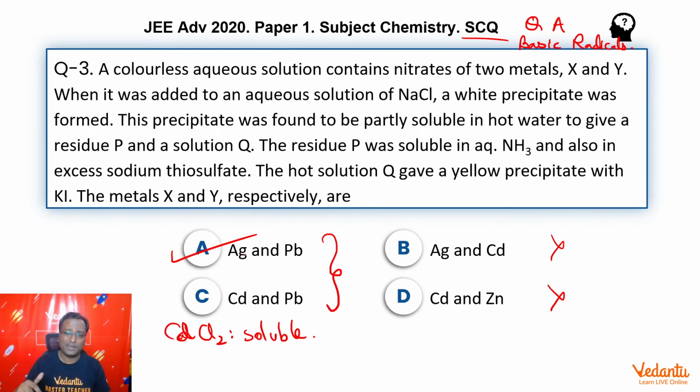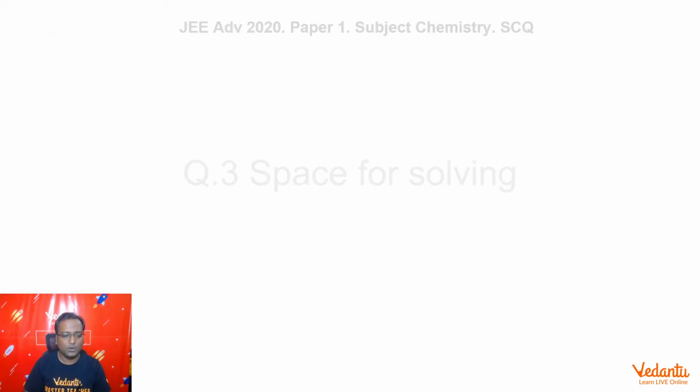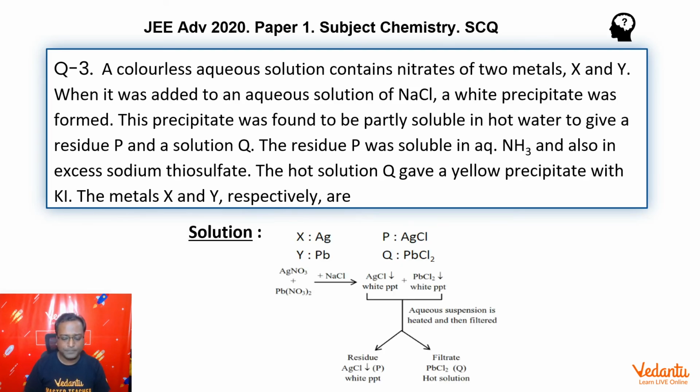Let's try to fit Ag and Pb in the given sequence and see whether we get the correct answer. Let's start looking at the solution. If we take X as Ag and Y as Pb, we get these white precipitates. PbCl2 will be soluble in hot water and AgCl will be insoluble in hot water. Correct? So this much matches.